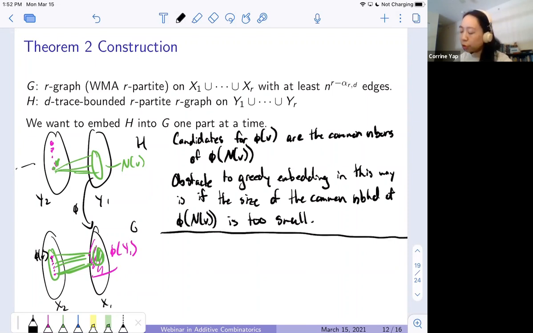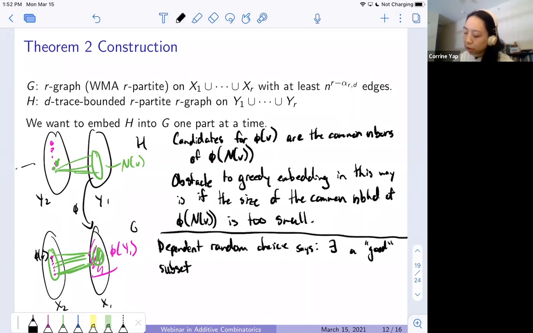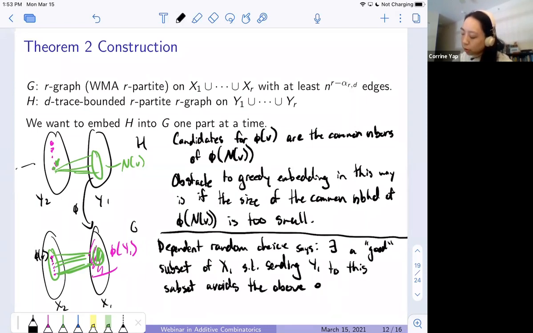So what dependent random choice says is there exists a good subset of X1 such that sending Y1 to this subset avoids the above obstacle.